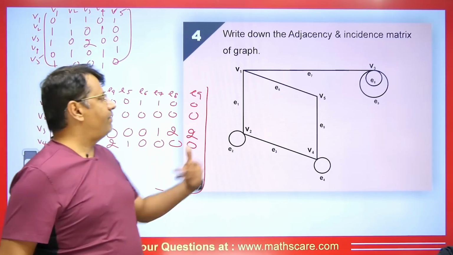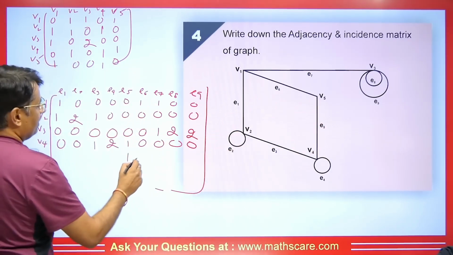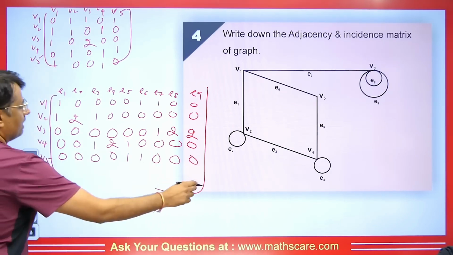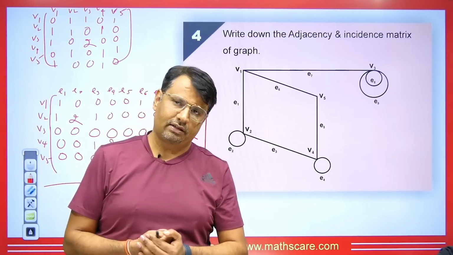We will be talking about V5 now. So we have E5 and E6 connecting. So wherever there is E5, E6, put 1 there. Rest of the elements are going to be 0 here. And this is what we have, its incidence matrix. So this is how we represent it.